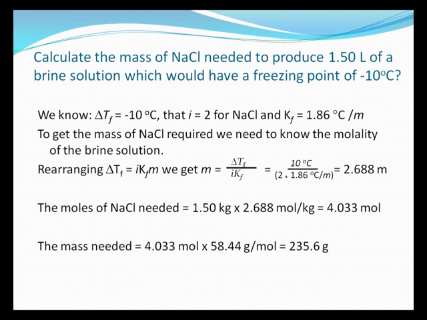In a sense, we're going backwards. We know that delta T freezing is -10, that i is 2, and that the Kf for water is 1.86. If we rearrange the Van 't Hoff factor included delta T_F equation, we get that the molality is equal to delta T_F over i times the Kf, and in this case the molality of solution required would be 2.866 molal. You then work that thing backwards and discover that we need about 4 moles of sodium chloride, or 235.6 grams.